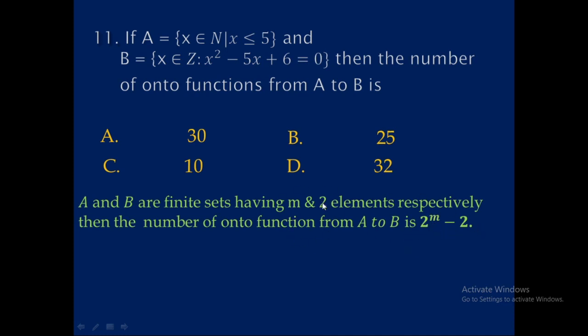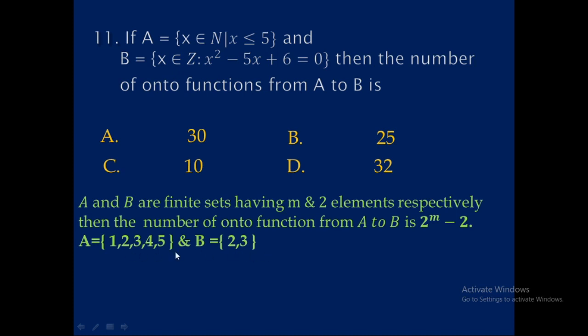The total number of functions is number of elements of B to the power number of elements of A, 2 raised to m. Here two of these functions are constant functions, which are not onto. Therefore the total number of onto functions is 2 raised to m minus 2. Here given that A is the set of all x, x is a natural number, x is less than or equal to 5, therefore set A contains the elements 1, 2, 3, 4, 5, and solving this equation, x is an integer means B contains the elements 2 and 3.